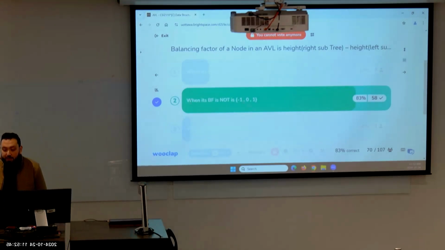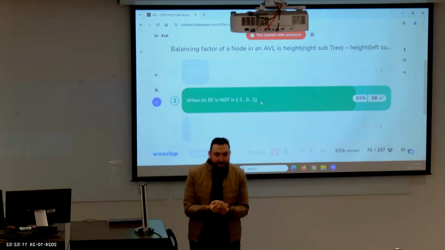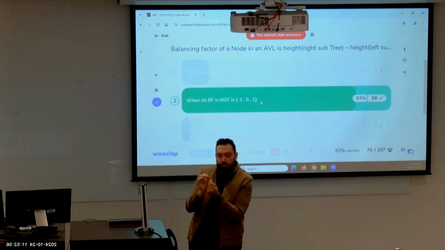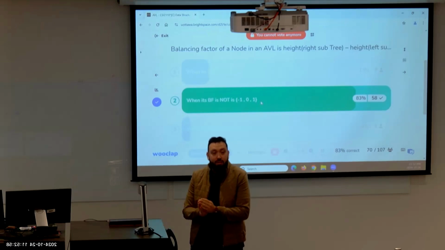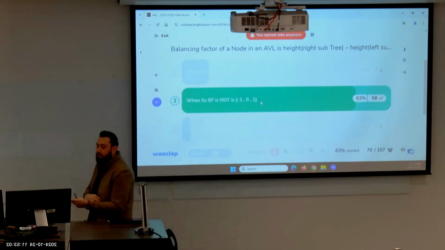Then we need it to always be -1, 0, or 1. Why? Because that's the only way for us to prove that this is still log of n. If the height only differs by 1. If it differs by more than that, I'm not going to be able to prove that it's log of n, and then it's not going to be balanced.